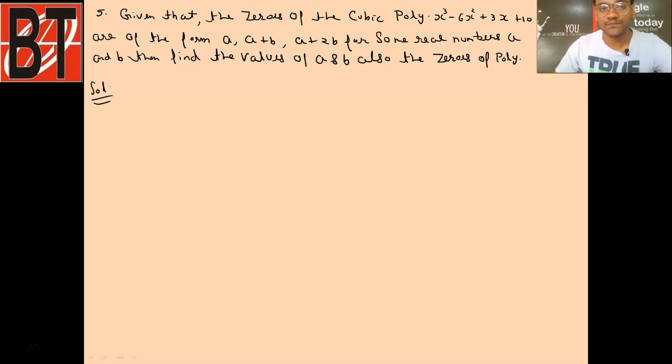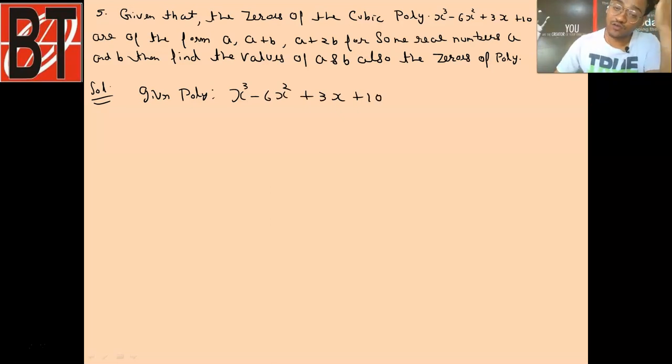Clear students? See, the given polynomial is x cube minus 6x square plus 3x plus 10. Now students, here you can check the coefficient of x cube is plus 1, the coefficient of x square is minus 6, the coefficient of x is 3, and the constant term is 10. So the zeros are already given, a, a plus b, a plus 2b. Okay, so using the relationship we can get the three equations actually. Okay, so let me just write the first relationship. Okay, we know sum of zeros.